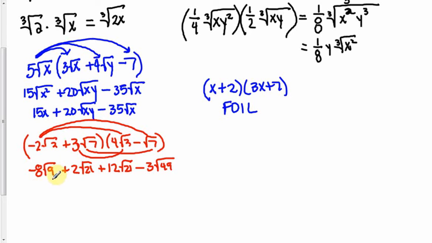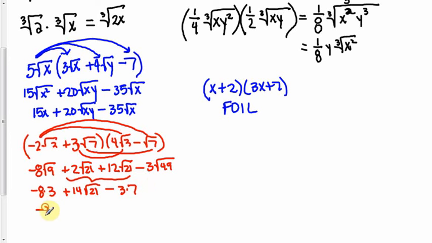Now we have to simplify the radicals. The square root of 9 is what? 3, so that's negative 8 times 3. You can add these two together because they're like terms. 2 roots of 21 plus 12 roots of 21 is 14 root 21. Remember, you don't change what's under the radical if you're adding like terms. And then 3 times the square root of 49 is 3 times 7. And I brought my minus sign down.